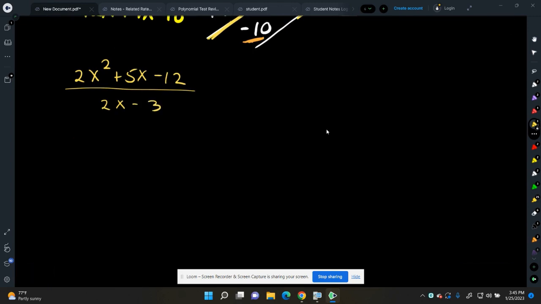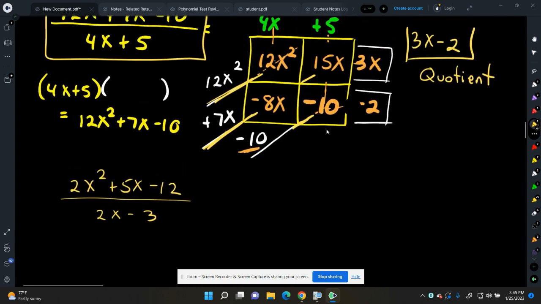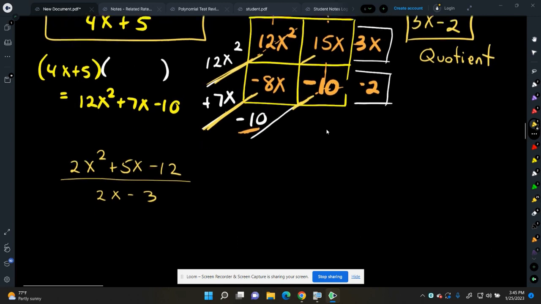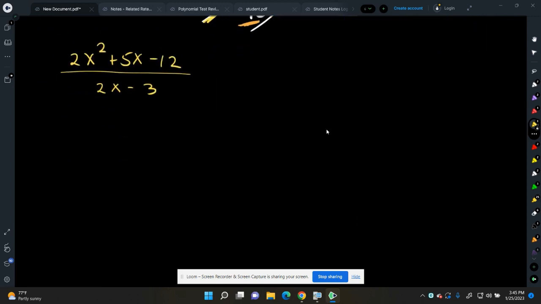Okay, so one of the questions is, how do we know how many rows and columns to make? Like, how did I know to just do a 2 by 2? Okay, so here's the general rule. The number of rows is the degree of the denominator, right? Or instead of saying degree, look at the leading exponent. In this case, the leading exponent is 1. So it's the exponent in the denominator, which is 1, plus 1. That means it's 2 rows.